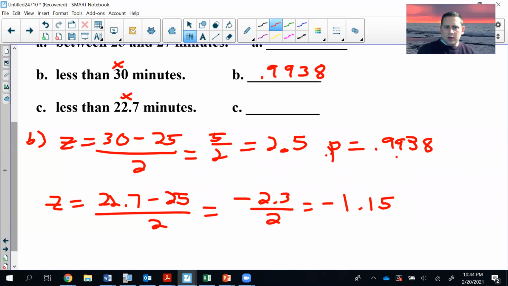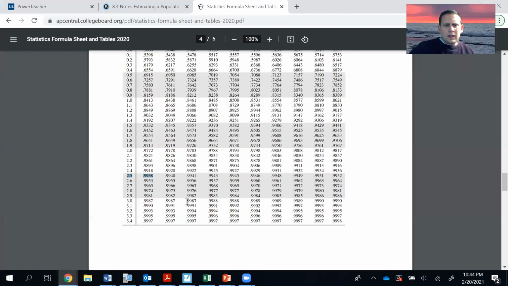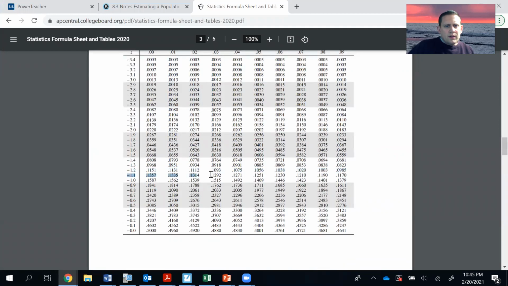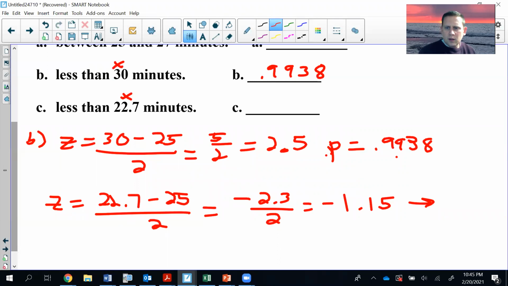So now this is my z-score. So I need to find my probability. I got to go back to the table, and I'm looking for negative 1.15. So I got to go to the other page. So negative 1.1, and I got to scroll over to 5. So this is 0.1251. And again, we're looking less than, so that is my final answer.